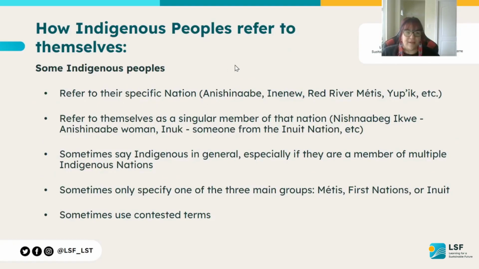So Indigenous people refer to themselves in many different ways, and I would like to talk about all of them. Some Indigenous people refer to themselves as a specific nation, like I talked about. So maybe this is like saying what city you're from. So I'm Anishinaabe, I'm Innu, I'm Red River Métis, Yupik, etc. Some people mention that they are a singular member of that nation by saying I'm an Anishinaabe woman. Some people from the Inuit nation would say I'm Inuk. It's a singular person from the Inuit. Some Indigenous people just say Indigenous in general, and this might be because they are from multiple Indigenous nations. Some will just say, I'm Métis, I'm First Nations, or I'm Inuit. And some use those contested terms that I just talked about, like, oh, I'm an Indian.